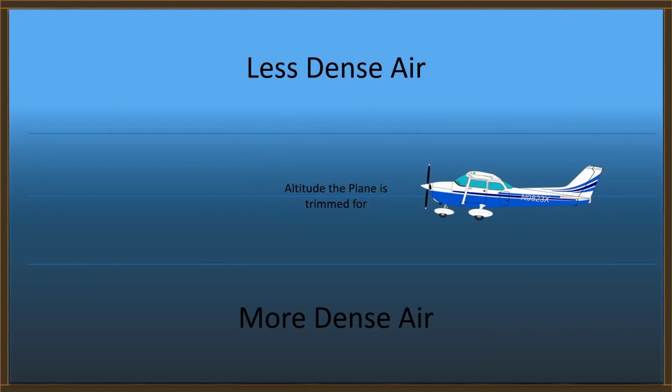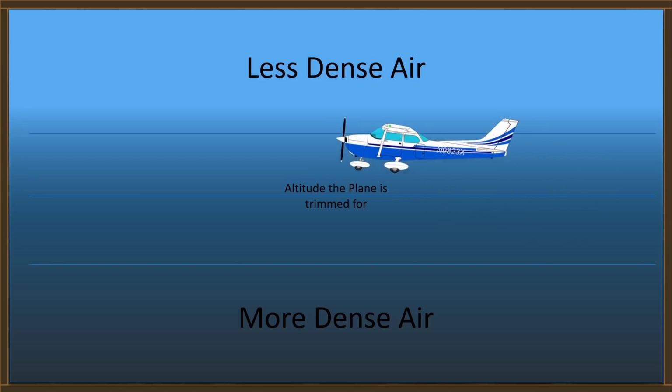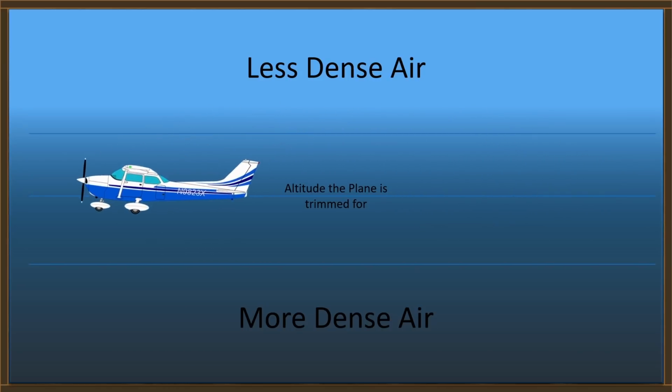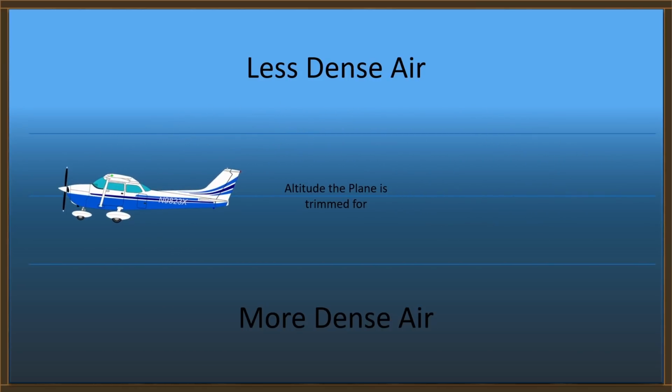Here's what happens in reality. We have our Cessna, and we have that Cessna trimmed to fly at a particular altitude. If for some reason the aircraft were to try to climb, it would be climbing into an area of less dense air, and that will cause it to lose lift. Now weight is greater than lift, and the plane will automatically descend to the altitude it was trimmed for.